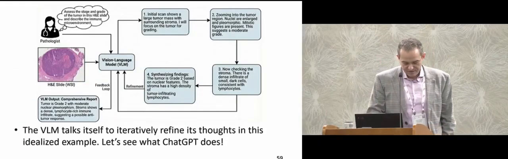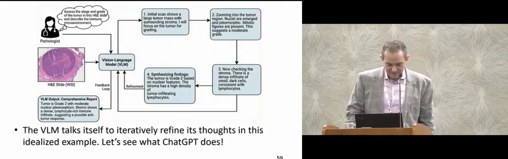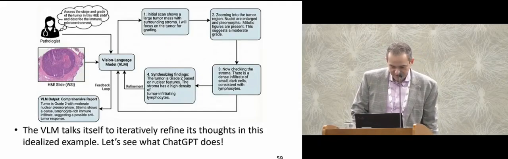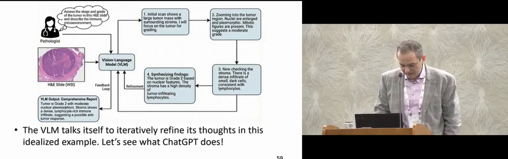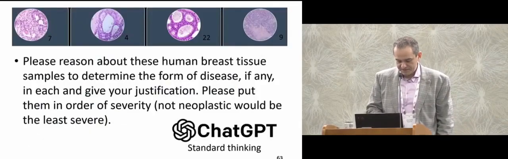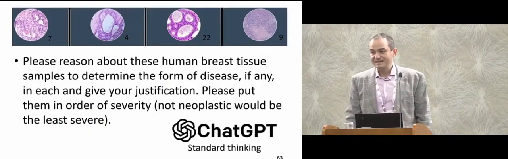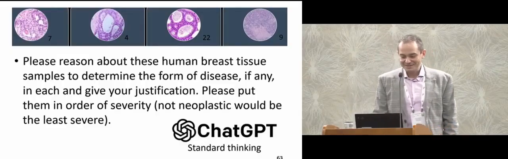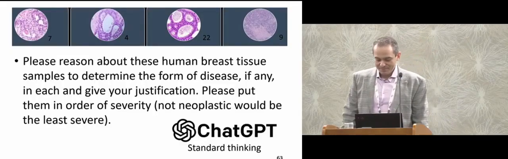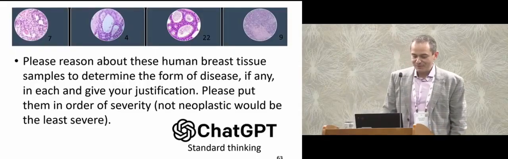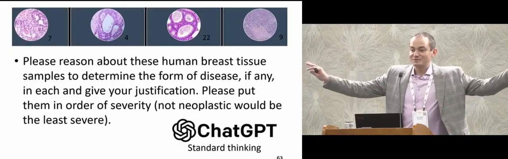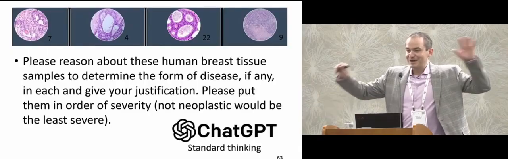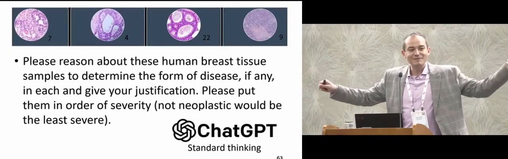So, here's an idealized scenario, right? We got our vision language model, and it's talking to itself, reasoning about what it should do. Great, let's see what ChatGPT does. Okay, so that's idealized. I put in 4 images and gave it to ChatGPT, and I numbered them, and I put them in different orders. Originally, there was one big image, it's from a tutorial for pathologists, so I chopped them up into individual images, numbered them, and removed what they are.